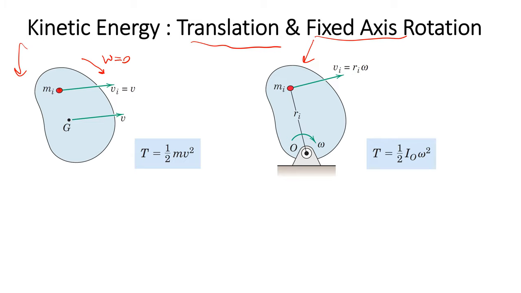the kinetic energy of any particle on a rigid body, any small element, will be 1/2 the mass of that small element multiplied by the velocity magnitude of that element squared. But the total kinetic energy of the rigid body is the summation of the kinetic energy of all the small components.